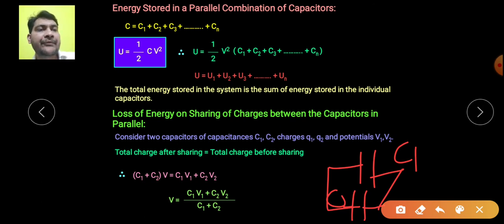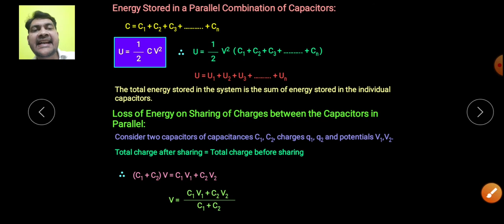And if they attain a common potential V, then what is charge on this combination? Then charge will be (C1 plus C2) multiplied by V, means CV, and C here is C1 plus C2. This is charge stored after combining, this is charge stored before combination. Total charge is always constant, conserved. Therefore, from this expression, V is equal to (C1 V1 plus C2 V2) divided by (C1 plus C2). This is common potential.